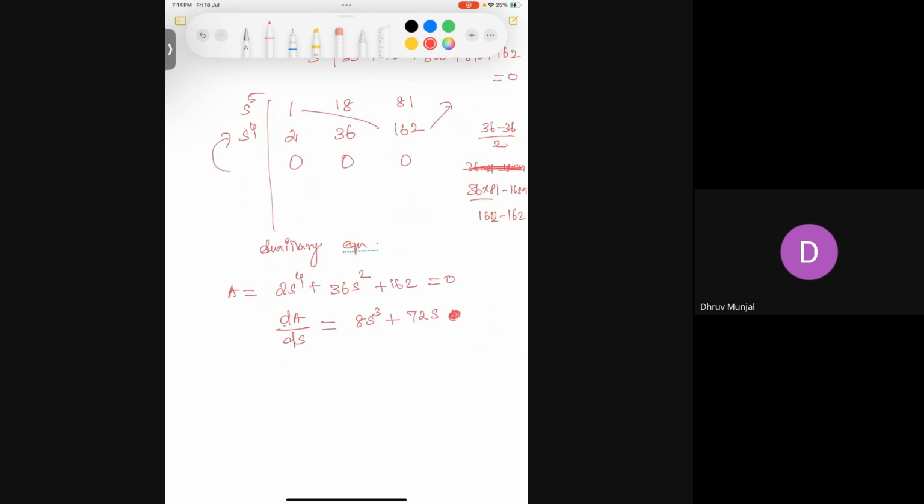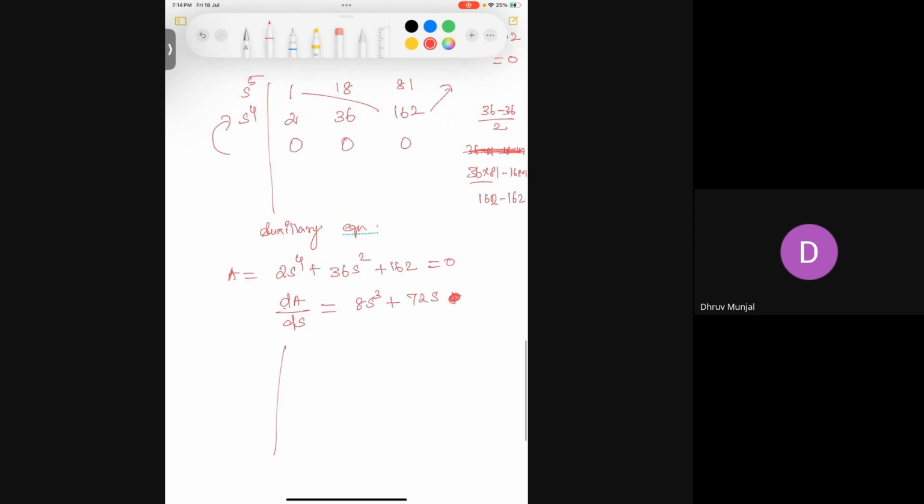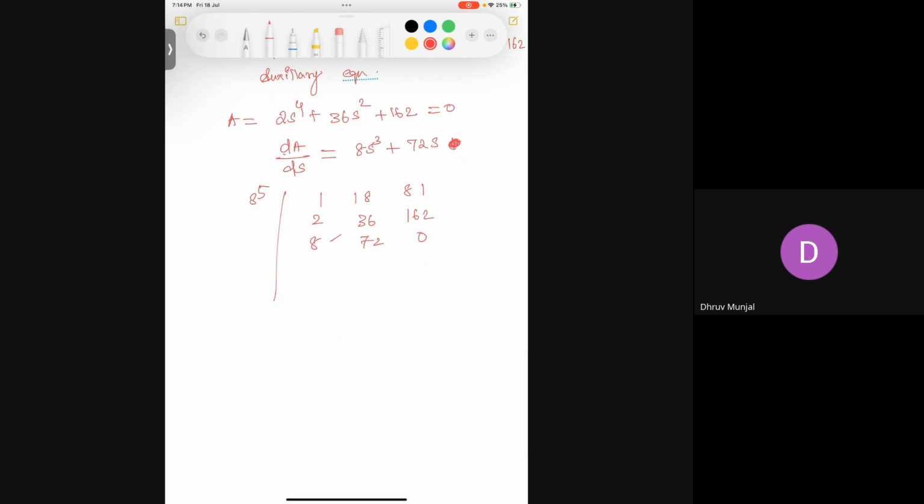So now replacing the row with the above equation. I'm going to write it again. S power 5: 1, 18, 81; 2, 36, 162; 8, 72, 0. Right. Now we are doing the calculation again. 8 into 36, can you tell me what this is? 2 into 72 divided by 8. If you have a calculator handy, 16. 16.